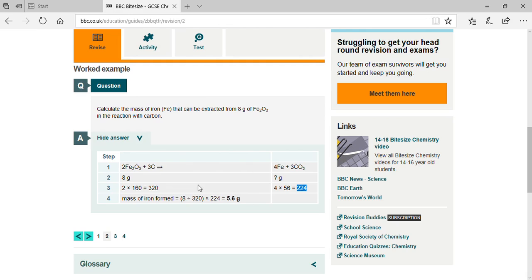So when there will be 8 grams, how much Fe will you receive? The same type of proportion method you have to apply, and then you'll get your answer. Do you understand that?